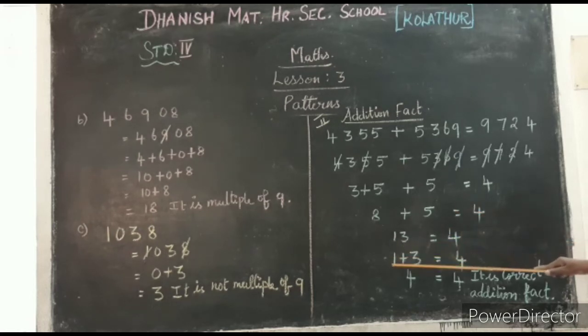So again, 1 plus 3 is equal to 4. 1 plus 3 is what? 4 is equal to 4. So left hand side 4, right hand side 4. Both sides are 4. So it is a correct addition fact. Understood, dears? Shall we move on to another sum? You can understand easily.